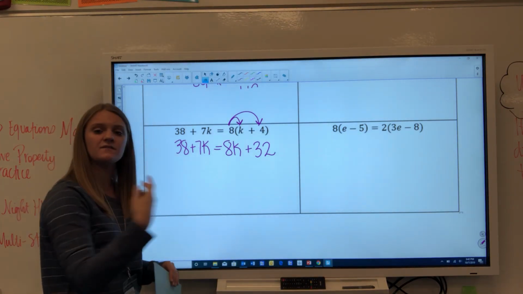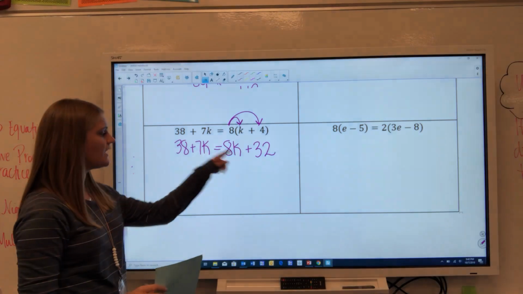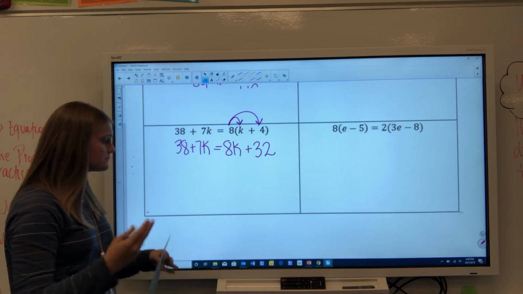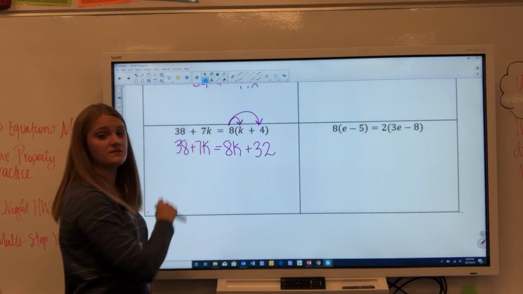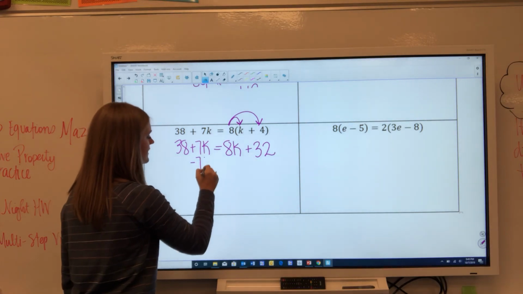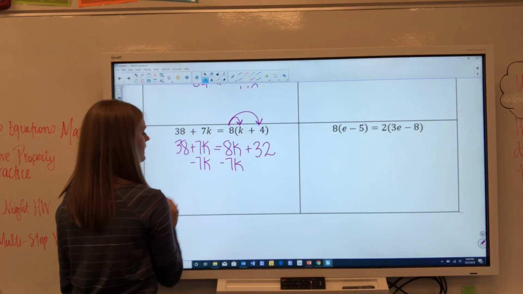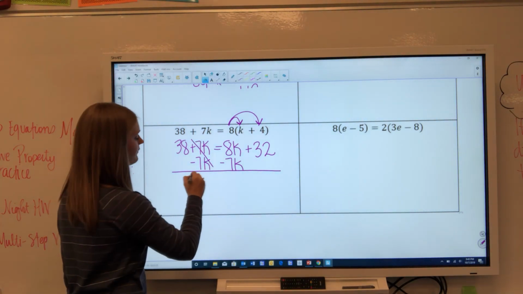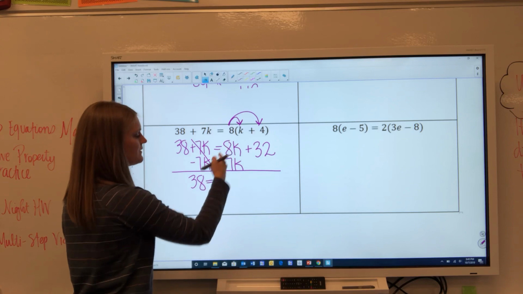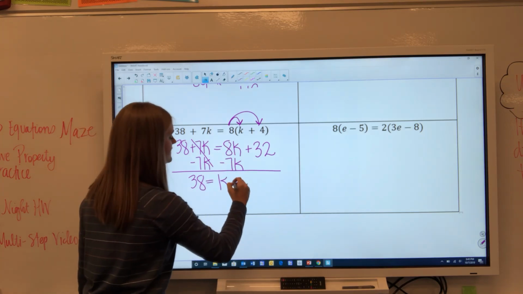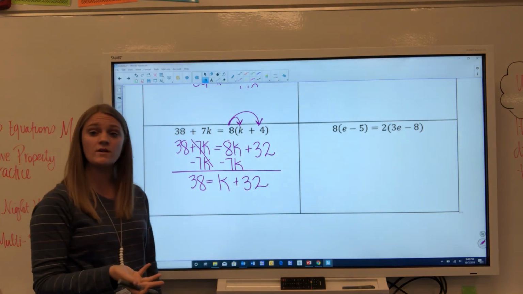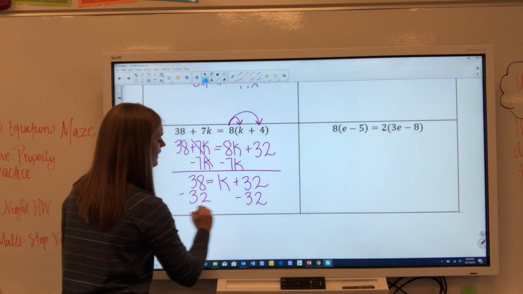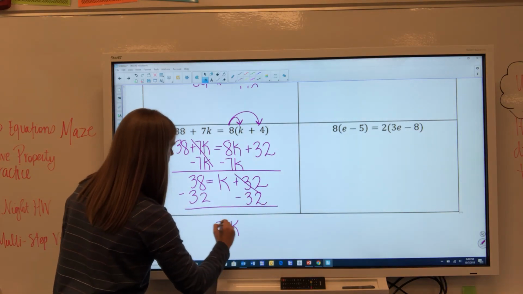Now, the next step is to get the variable on the same side. So notice we have one on the left and one on the right. I like to move the smaller one over to try to keep my variable positive, but it's up to you. If I want to get rid of this positive 7k, I'm going to subtract 7k from both sides. When I simplify, 7k minus 7k is 0. I have 38 is equal to 8k minus 7k, or 1k, plus 32. Now it's just a one-step equation to solve. I'm going to subtract 32 from both sides. And I'm going to get k is equal to 6.